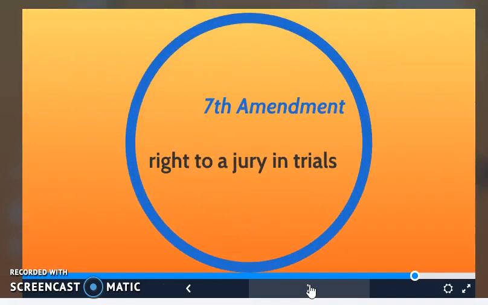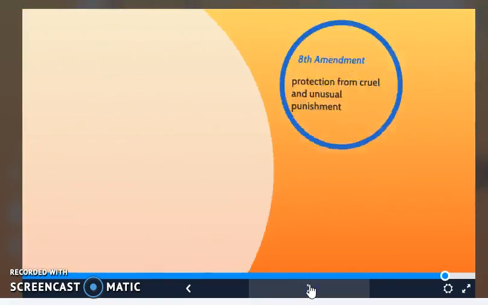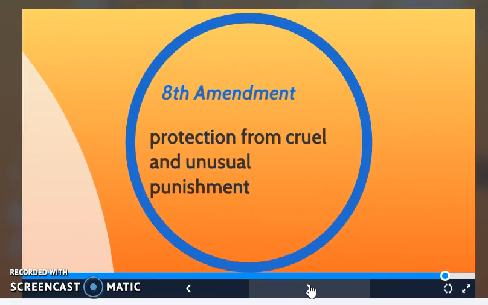The Seventh Amendment says the right to a jury in civil trials. Please make sure you write in the word civil, C-I-V-I-L. That's what makes it different than the Sixth Amendment. The Eighth Amendment is protection from cruel and unusual punishment, which includes excessive bail. So they can't put so much money on you that you can't get out of jail to go live your life, to work your job, to try and prove your case, whatever it is that you need to do, unless you are a flight risk or a danger to the community, in which case you can be held in jail.